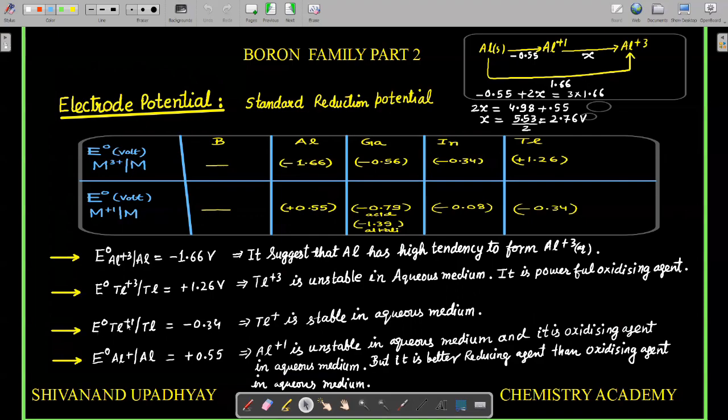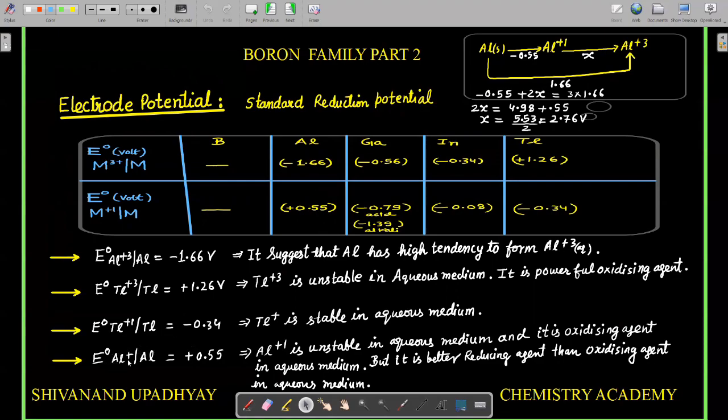The reduction potential of thallium +1 is negative, right? The reduction potential of thallium +1 is negative, and this value is easy to remember. We also know that for copper 2+ to copper, the value is plus 0.34 volt. Here it is minus 0.3 volt, but the magnitude is common to both copper and thallium. So thallium +1 does not want to reduce. So we can say that thallium +1 is stable in aqueous medium.